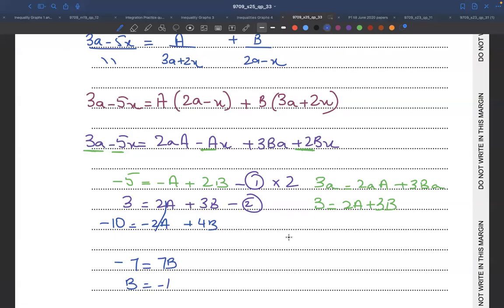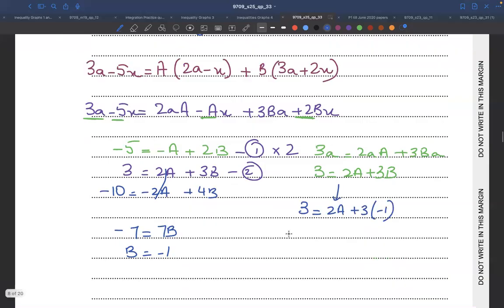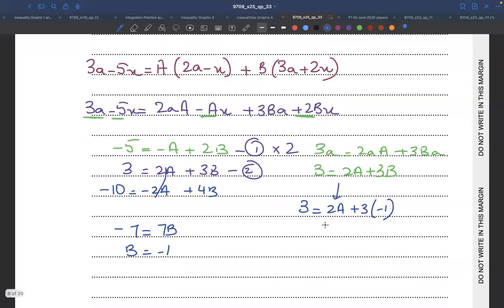Once you have the value of b, we can use either of the two equations to find the value of a. So using this equation, we'll get 3 equals 2a plus 3 into minus 1. So this minus 3 will go on the other side, become 3 plus 3 is 6 equals 2a. And a would be equal to 6 upon 2, and that is equal to 3. And b equals minus 1.